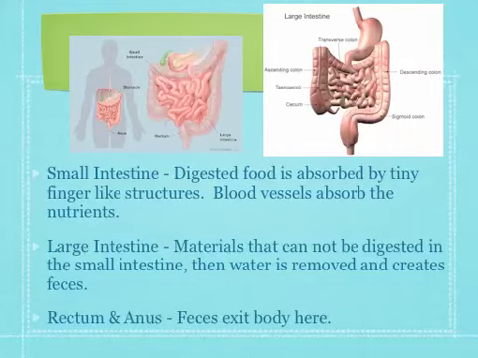The final part of the digestive system is both the rectum and the anus. The rectum is an area that helps hold feces until you feel the urge to go to the bathroom. The anus is where the feces exit the body. And remember, you have smooth muscles in both the rectum and the anus to help keep the waste in there until you're ready to get rid of it.